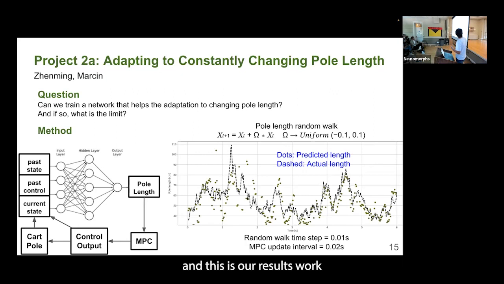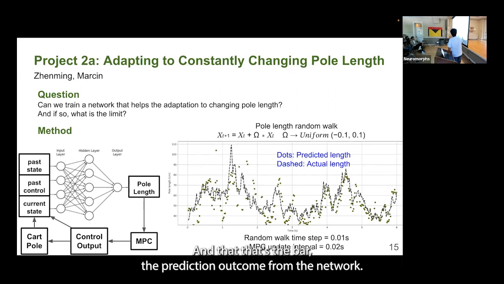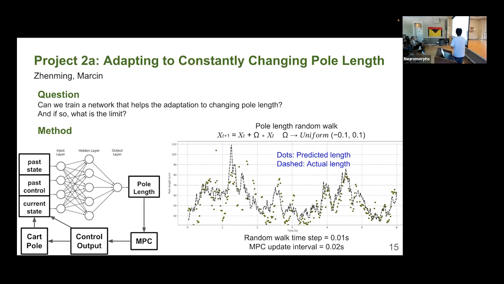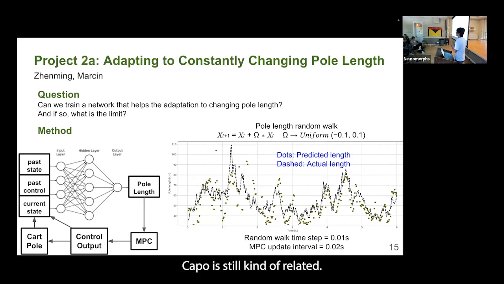And this is our result, where the dashed line is the ground truth of the cart-pole length showing on the y-axis, and the x-axis is the change of time. And the dots are the prediction outcome from the network, and it fits the ground truth. It needs to be mentioned that in this setup, the random walk time step is 0.01 seconds, which is half of the MPC update interval. But the network is still able to predict, because two time steps later, because of the random walk process, the cart-pole is still related to the original pole length.